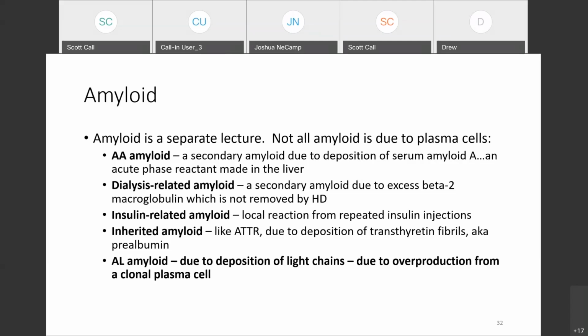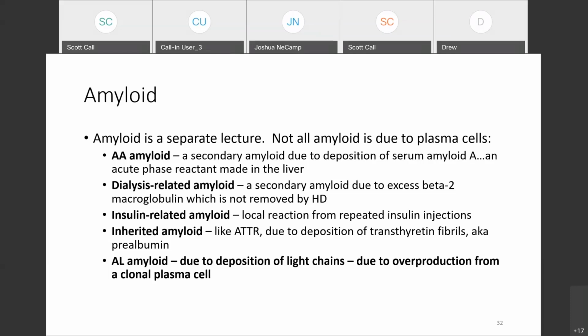There's insulin-related amyloid. I actually saw a patient at the VA not long ago who was sent to us for amyloidosis because he had a skin lesion that was biopsied and they saw amyloid. So they sent him to us. And it ended up that was just where he injected his insulin in his belly repeatedly. So he got insulin-related amyloid. Again, that's not a plasma cell problem. That's just secondary to the insulin.